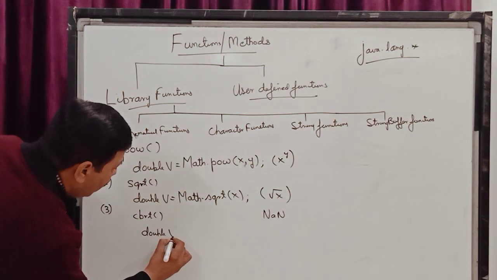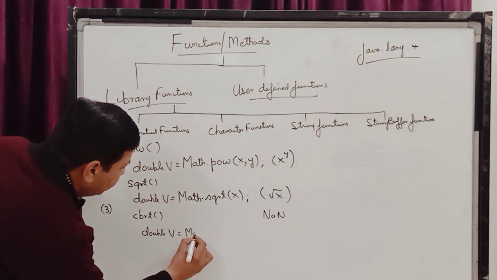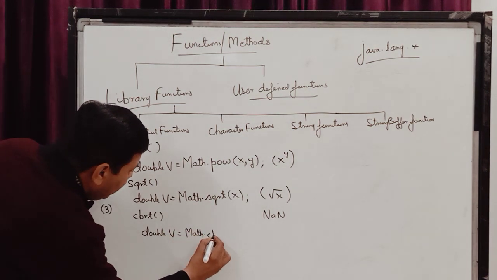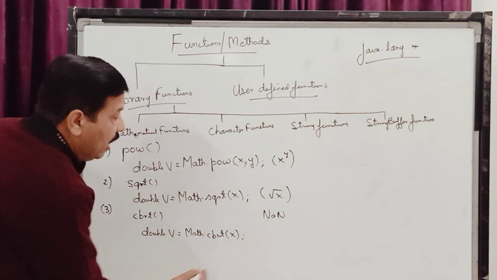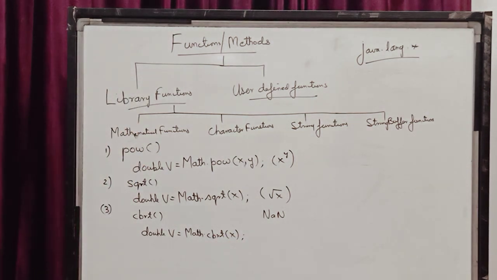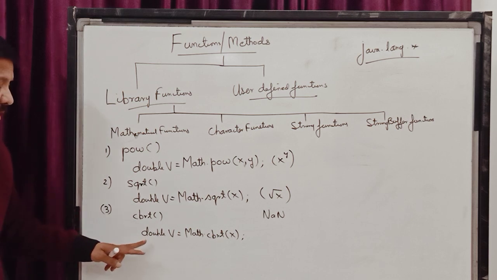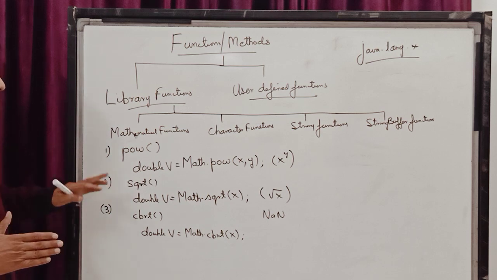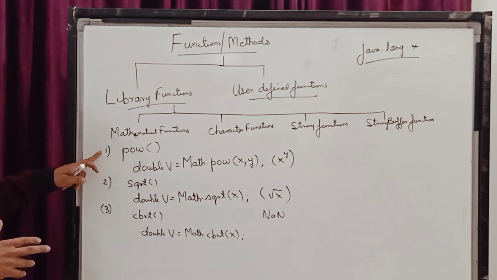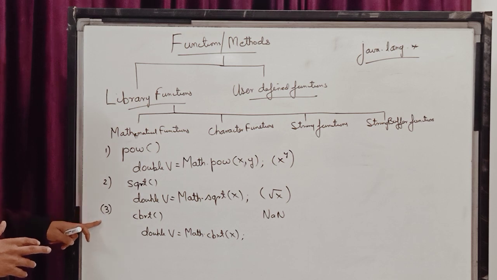So double v is equal to Math.cbrt(x). This function is going to give us the cube root of its argument x, and it is going to return us a double value. So children, we have studied these three functions: pow, sqrt and cbrt.